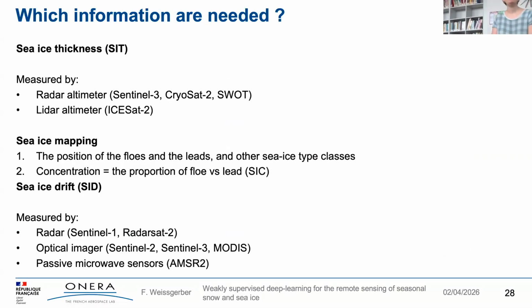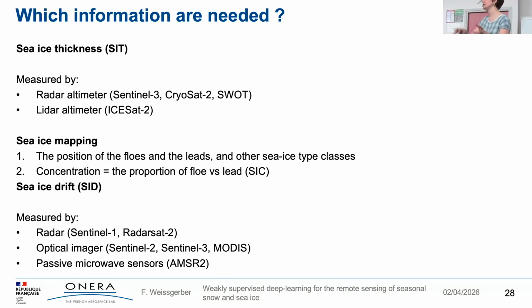As I said, the information that we really want is sea ice thickness. That is what at the end we would like, with the finest resolution possible, of course. And that is measured by radar altimeter or LiDAR altimeter. I will describe a bit how we do that. But we need an altimeter, which is a nadir-looking sensor. And when we don't have that, we can maybe do sea ice mapping only. That would be the position of the floes and the leads, and maybe different classes for the ice. But what is generally mapped is just the concentration.